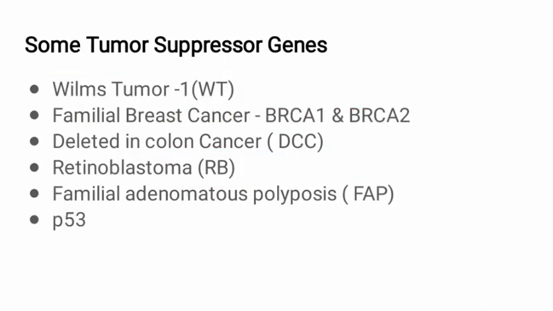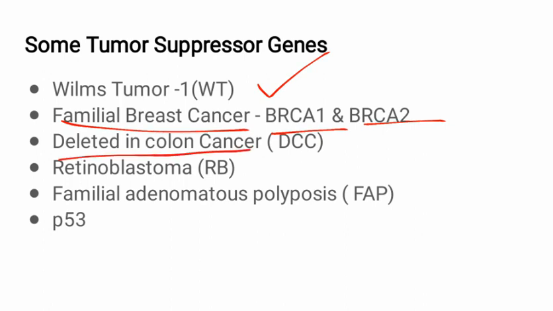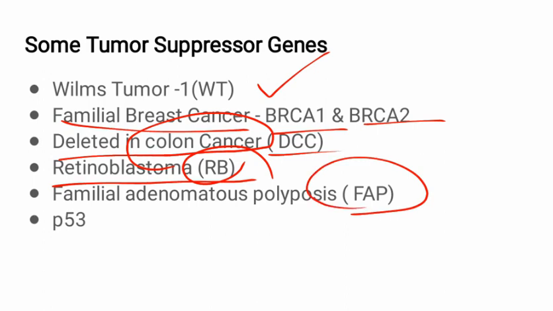right? Some tumor suppressor genes are Wilms tumor 1, abbreviated as WT, familial breast cancer BRCA1 and BRCA2, deleted in colon cancer abbreviated as DCC, retinoblastoma abbreviated as RB, familial adenomatous polyposis abbreviated as FAP, and P53 gene, right?